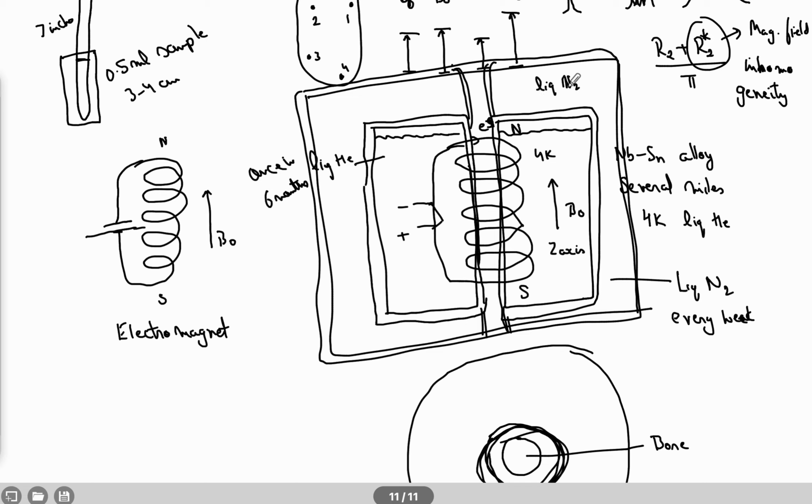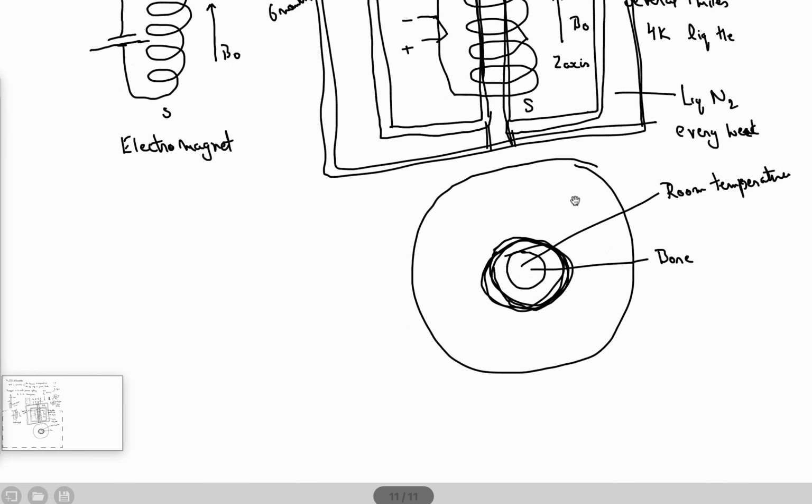Now there is an assignment for you. Find out what the temperature of liquid nitrogen is, which is maintained here. Now in this bore, or here in the bore, this is maintained at room temperature. We will see why. Okay. So the bore is maintained at room temperature.